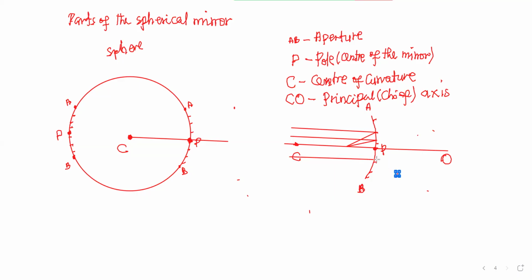And note that for this to happen, the incident rays must be parallel and very close to the principal axis. The parallel rays shouldn't be so far from the principal axis. They must be close. And you will understand why they must be close later. So when you are drawing this, you must do it carefully, considering the closeness of the parallel beam.